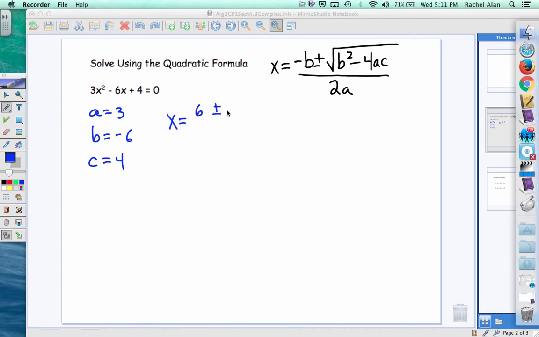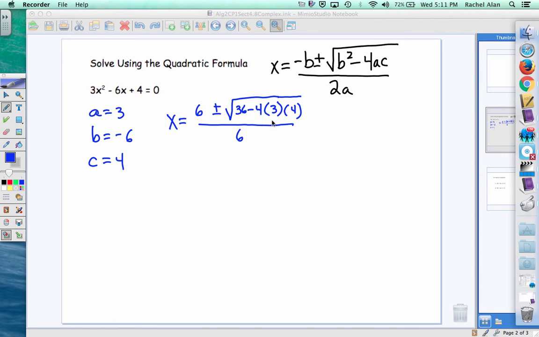Plus or minus the square root of b squared. So negative 6 squared is positive 36 minus 4 times a times c all over 2 times a. 2 times 3 is 6. Okay, so we have everything in the quadratic formula, so we want to simplify what is under the square root.